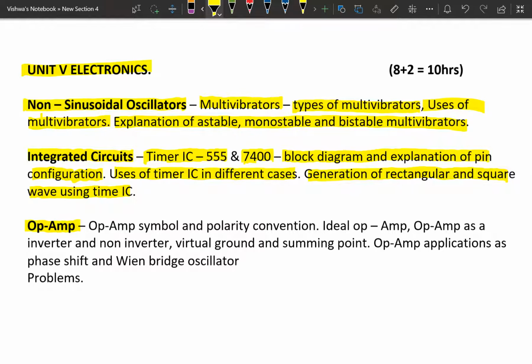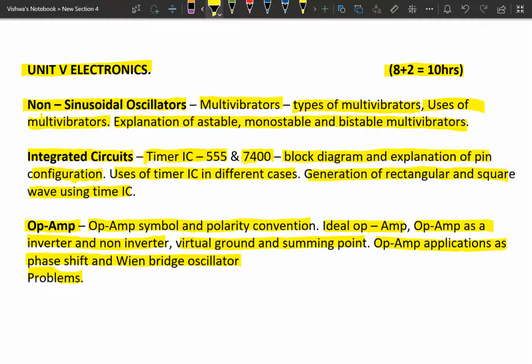The third part is op-amp, the operational amplifier. Here we are going to study the operational amplifier symbol and polarity conventions. Next, the ideal op-amp, op-amp as inverter and non-inverter, virtual ground and summing point. Then we study op-amp applications. Two applications are mentioned: phase shift and Wien bridge oscillators. And then problems. This unit 5 again has a 10-hour syllabus: 8 hours of theory and 2 hours for problem solving.